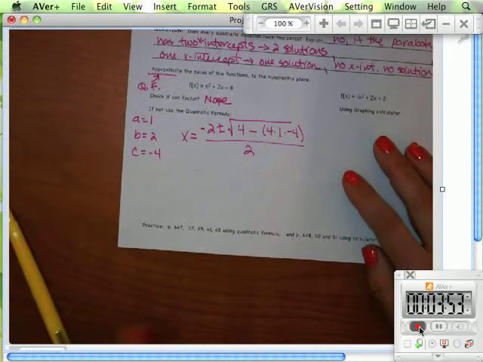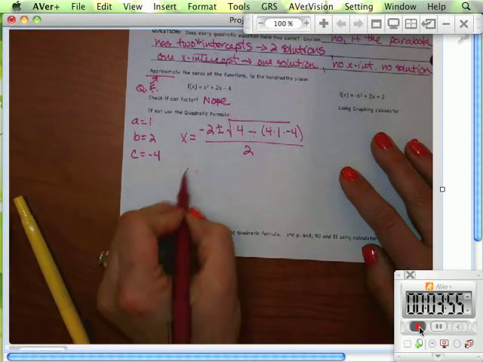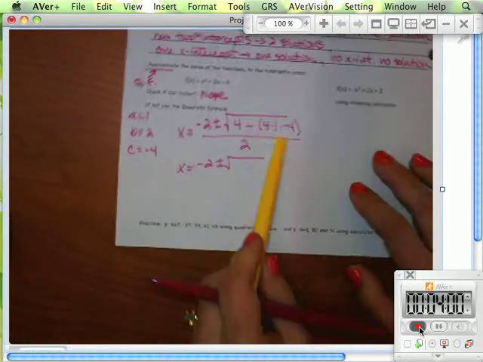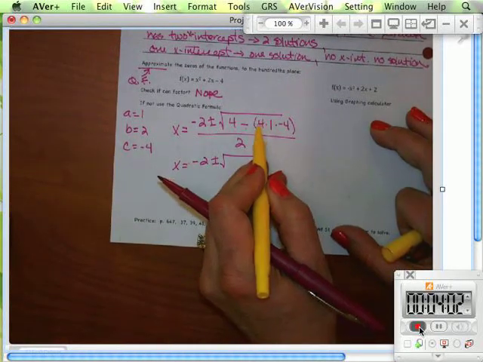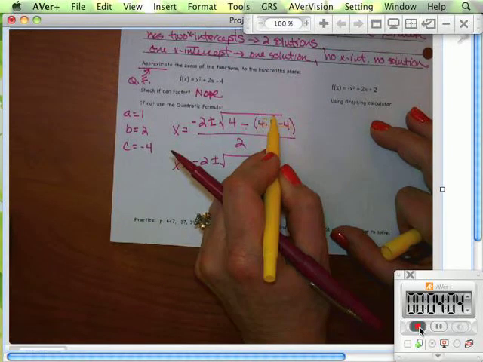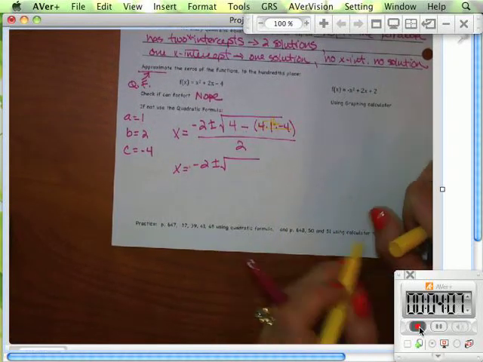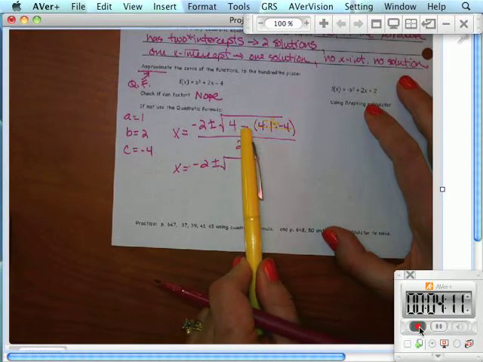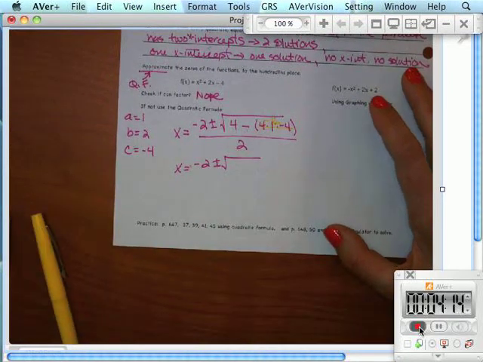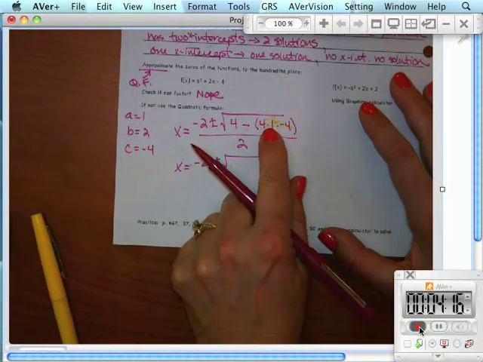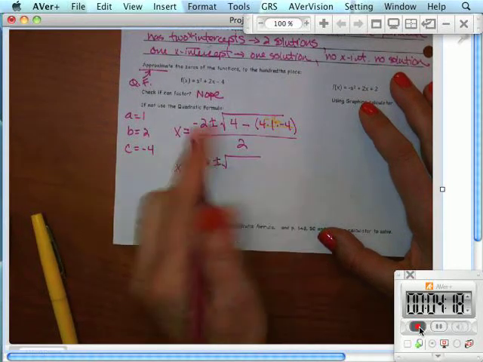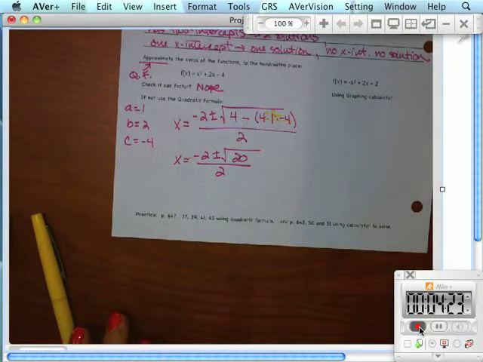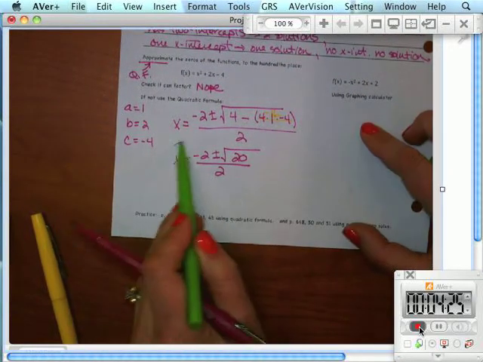All right, so let's do what's inside here and make it pretty. What is inside the parentheses? 4 times negative 4 is what? Negative 16. So then underneath the whole square root is 4 minus a negative 16, which is 4 plus 16, which would be what? 20. All over 2. I'm going to separate this a little bit so you can see what we're doing here.